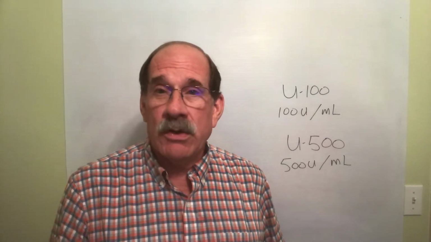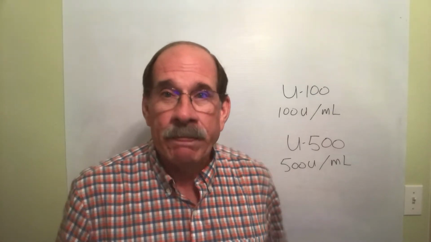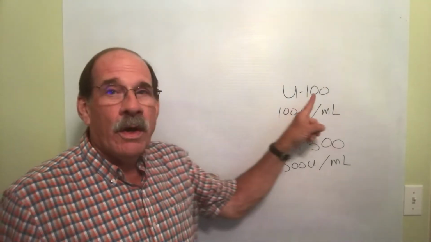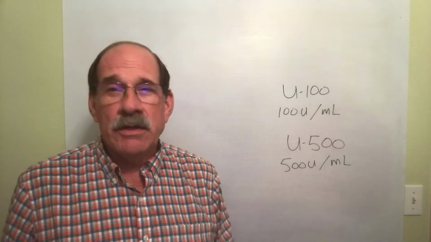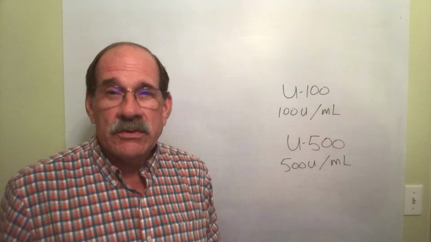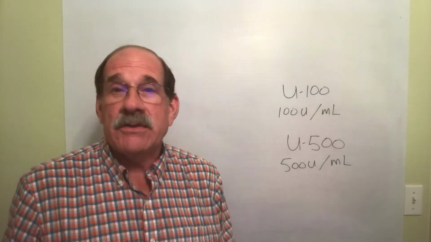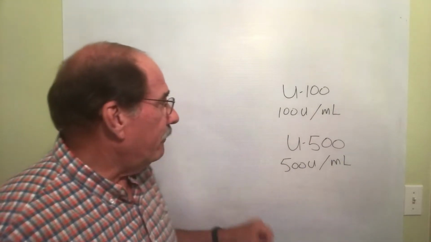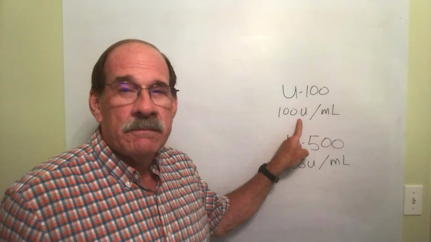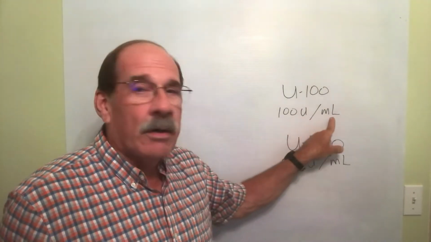Now, there's two broad general types or strengths of insulin. One is called U100 insulin, and that's the most common type. You can look in your book in that chapter, and you'll see most of the bottles say U100. That means, and you better know this, that there are 100 units of insulin per milliliter.